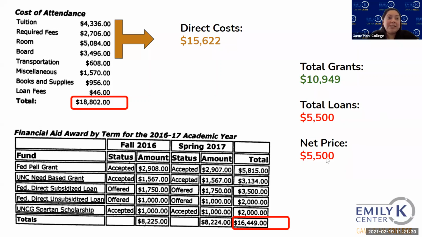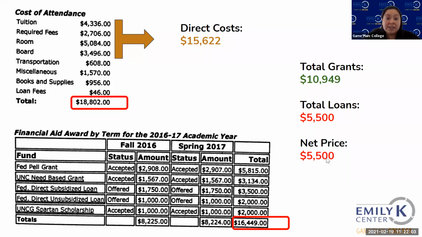So yes, this net price is less. Now you may say, I don't want to take out any loans for my education. So how can I make this an affordable option for me? And I want to hear from you all. Since I have this $5,500 gap, you could say that they're providing me with loans. How could I cover that gap? What are some other avenues that I could use to pay that $5,500 so I don't have to take it out in loans?